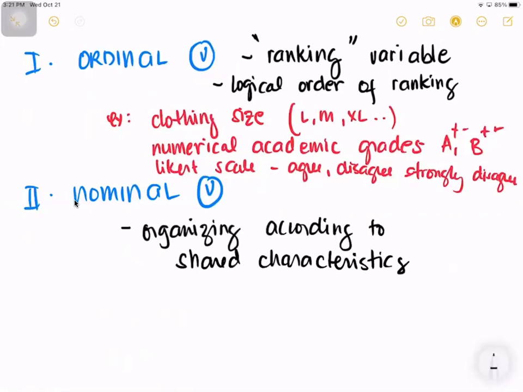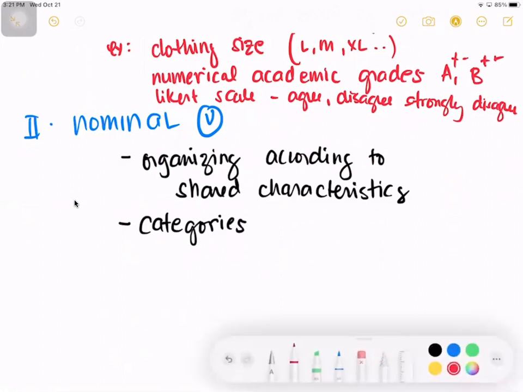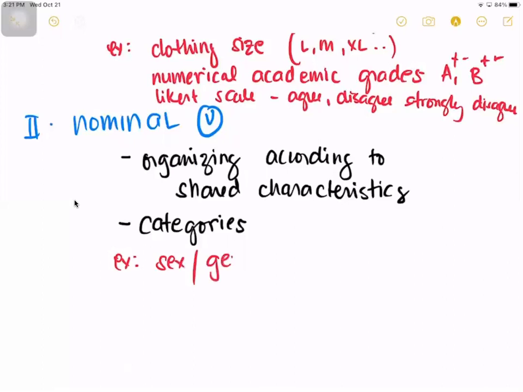Okay, and another simple understanding of your nominal variable is categories. Okay, we're grouping our variables according to categories. I have already mentioned a while ago. So we have here examples. We have your sex or gender, then your civil status, your ethnicity, okay, and so on and so forth.